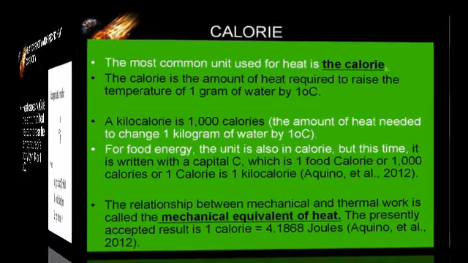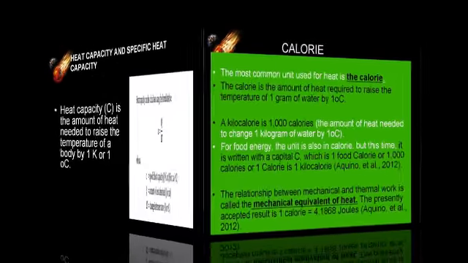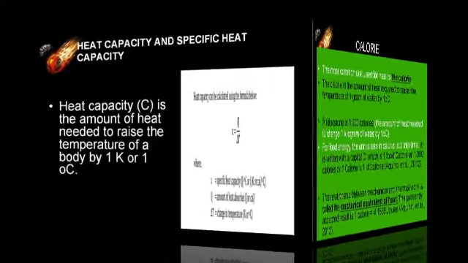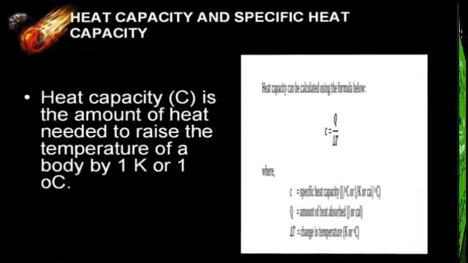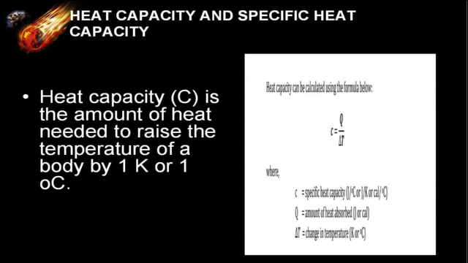Now, why do some objects remain hot for a longer period than others? It is explained by the concept of heat capacity. Heat capacity is the amount of heat needed to raise the temperature of a body by 1 Kelvin or 1 degree Celsius. Heat capacity can be calculated using the formula below. C is equal to Q over delta T, where C is the heat capacity, Q is the amount of heat absorbed, and delta T is the change in temperature.